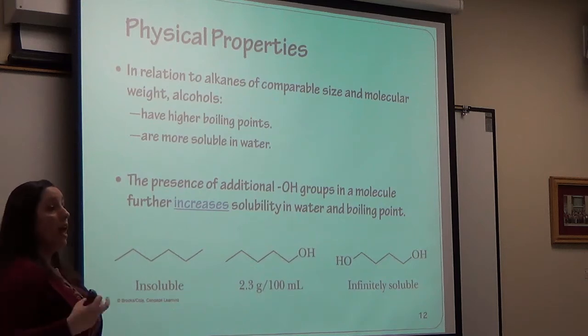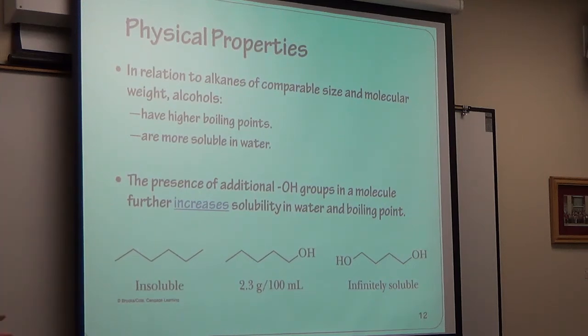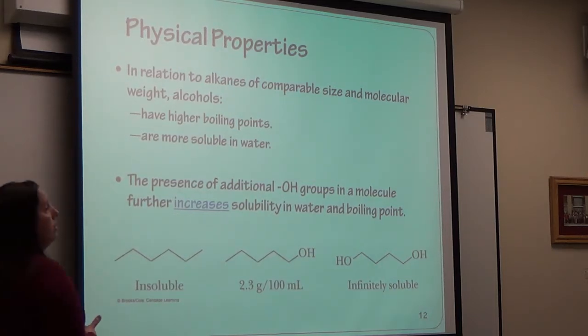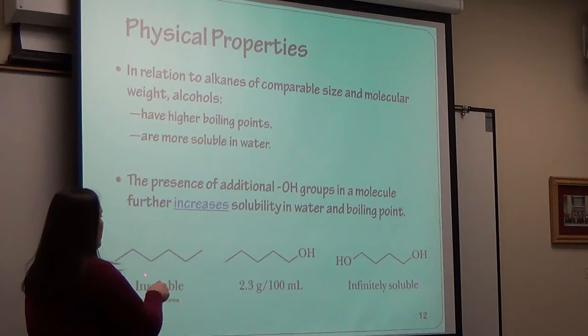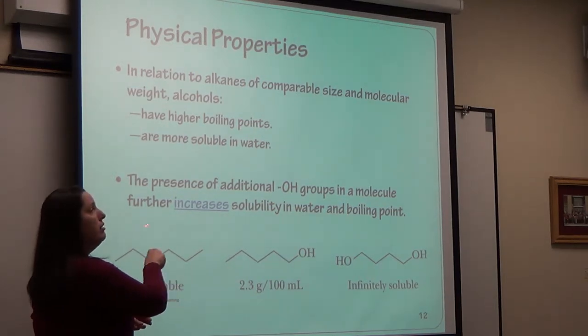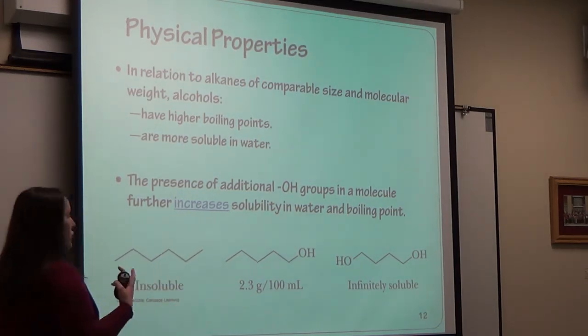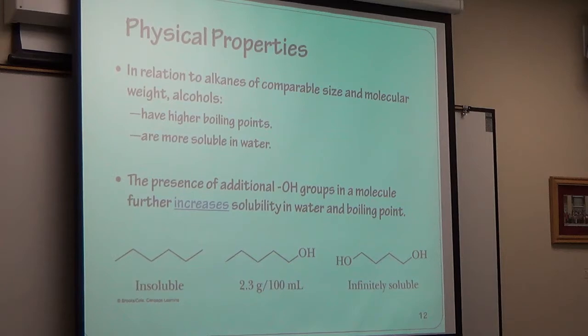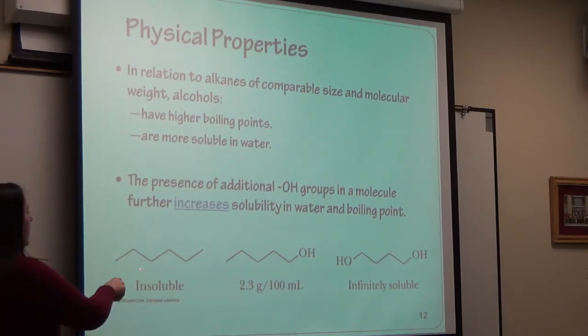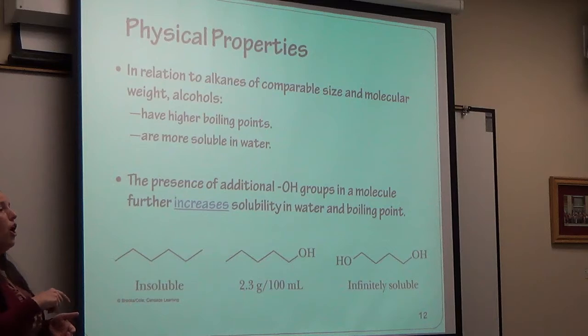So remember that like dissolves like. Water is polar, ethanol is polar, right? Alcohols are polar. They're going to be able to dissolve in water for the most part, up to 5 carbons. That's usually the rule. But alkanes, because they do not have any hydrogen, oxygen or nitrogen or any electronegative atom, any dipole forming, they're completely insoluble. They're considered non-polar.